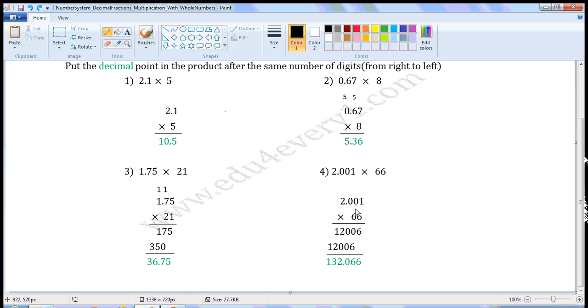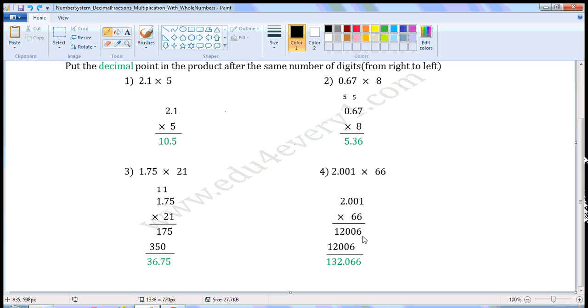Now again we have to multiply this with 6. 6 into 1 is 6. So leave one space and write 6 below 0. Then 6 into 0 is 0. Write 0 here. 6 into 0 is 0. Write 0 here. 6 into 2 is 12. There is no digit here to put the carry over. Write 12 here. Now the multiplication part is completed.